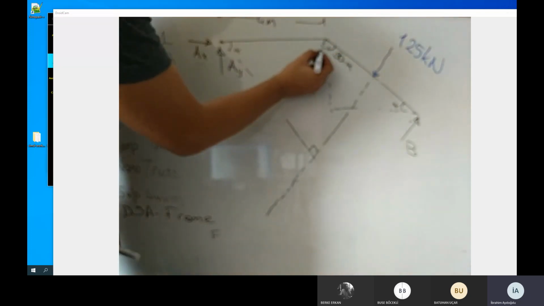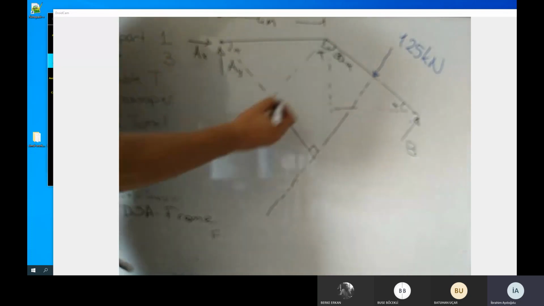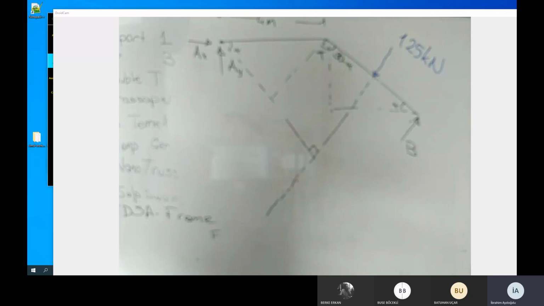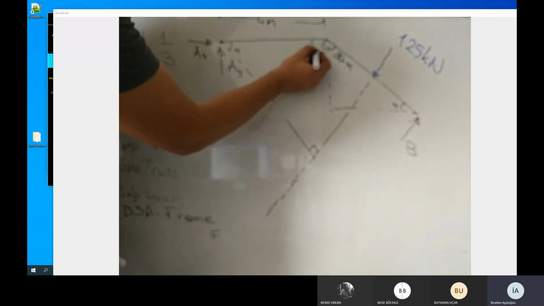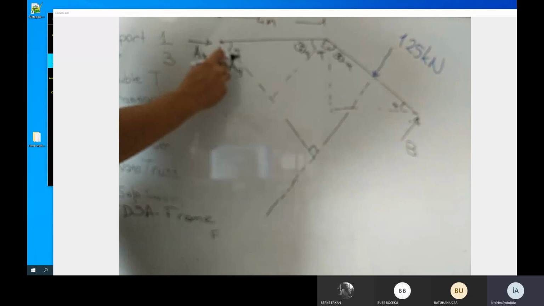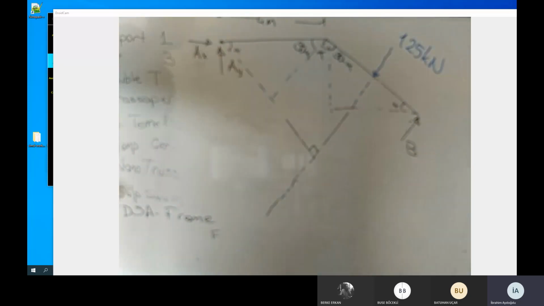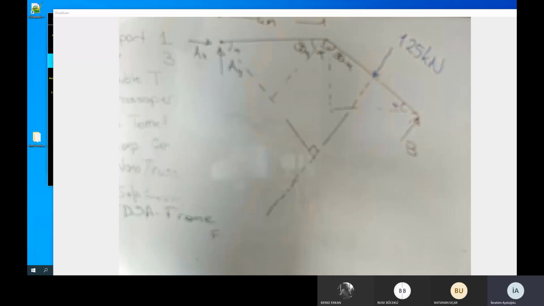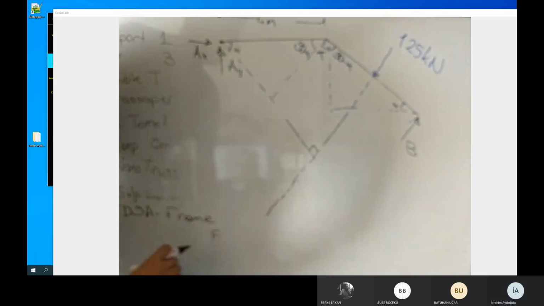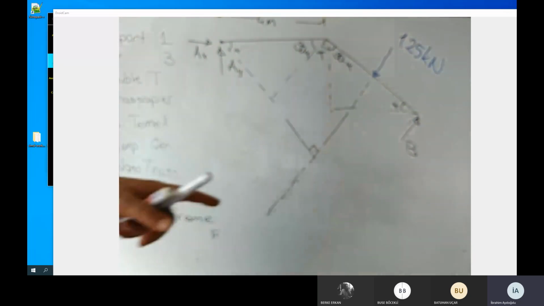This angle is alpha because this angle is 90. So this angle is 90 minus alpha, and so this angle is also alpha. I'm using the geometry. Do you have any question for this? No question.